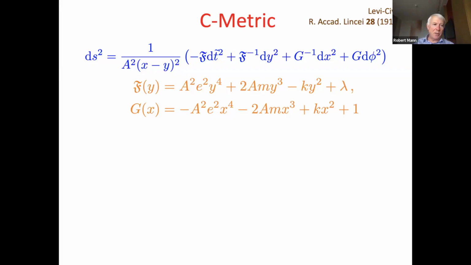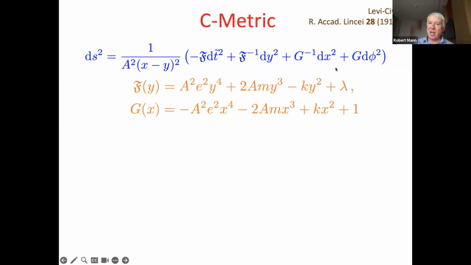In fact, I'm going to go even farther back in history and write down the C metric, which is a very early solution to Einstein's theory of general relativity, discovered by Levi-Civita, and Weyl also worked on it. And what was discovered is that this metric exactly solves the Einstein equations, where the coordinates are time, y, x, and phi.